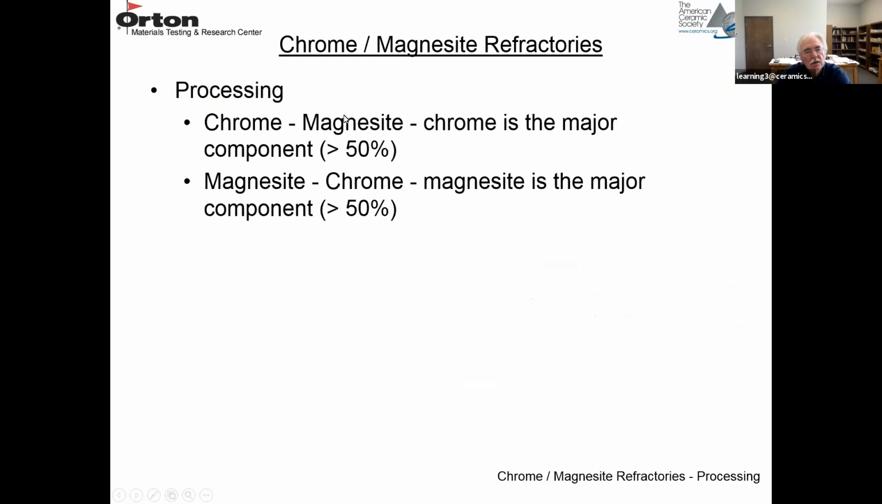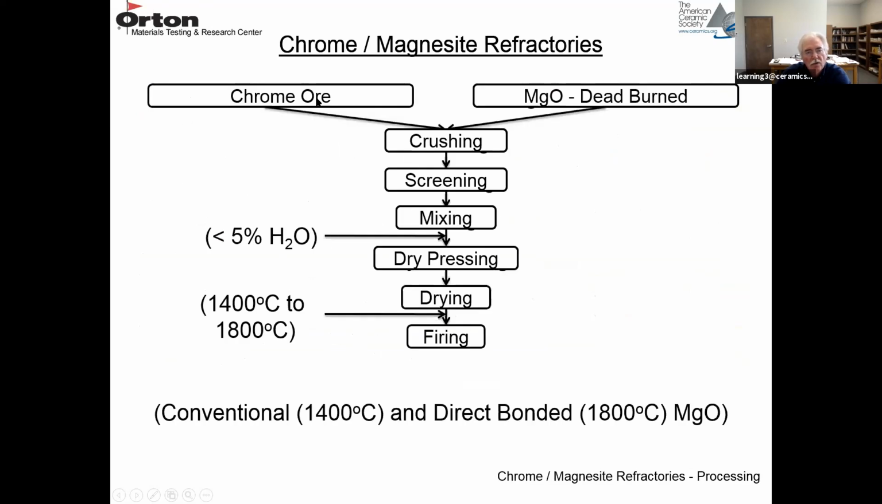So when you process a chrome magnesite combination, if there's more chrome than MgO, if chrome is the major component, greater than 50%, it's called a chrome magnesite refractory. If magnesite is higher, if it's the major component, greater than 50%, it's magnesite chrome refractory. So you're taking chrome ore and a dead burned MgO, and you're going through the same process for dry pressing. The ore or the dead burned MgO is crushed and screened into the appropriate sizes and mixed for optimum particle packing.